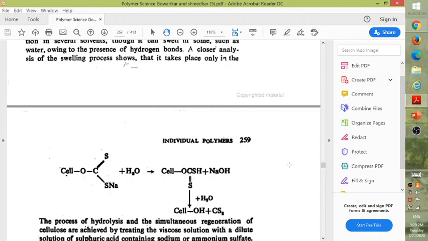In an actual manufacturing process, the initial step is the production of alkali cellulose. So first you produce an alkali cellulose. The reaction is very simple. Cell OH plus NaOH gives you cell ONa plus H2O. Okay, so this is a very important reaction. I want you guys to see this reaction.